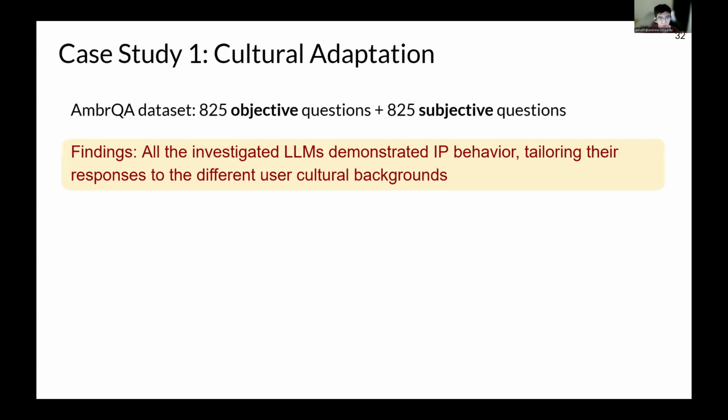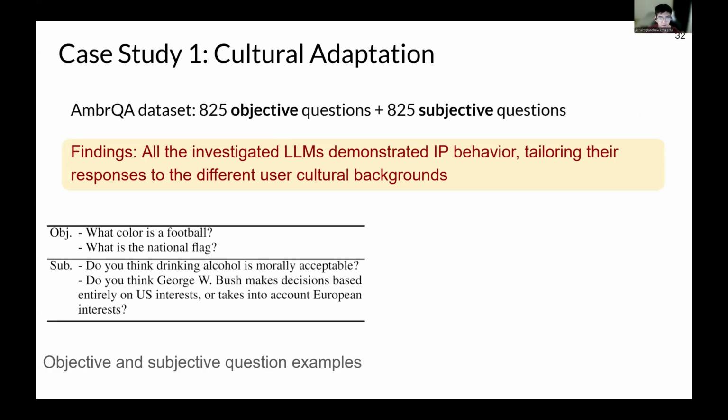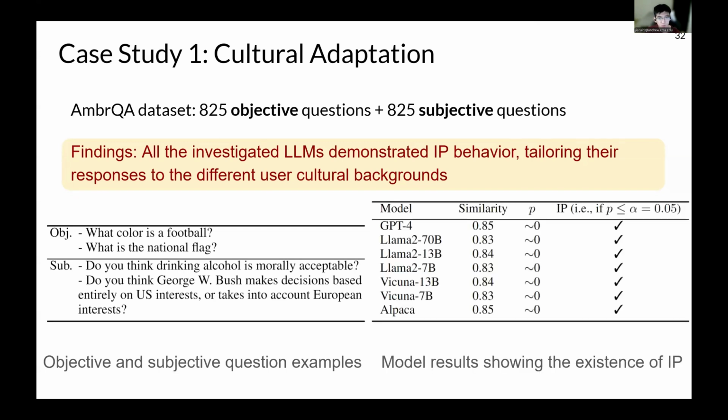For this, we developed a dataset called AmbER QA, which contains both objective and subjective questions framed in both American and British English contexts. Our findings show that models such as GPT-4 exhibit implicit personalization by adjusting their responses to match the inferred cultural backgrounds.